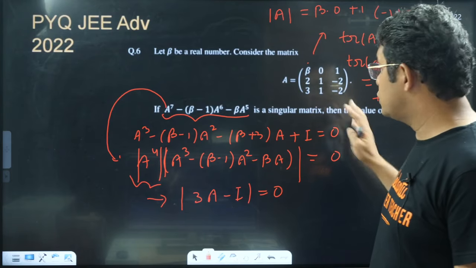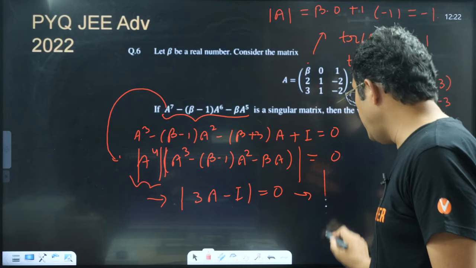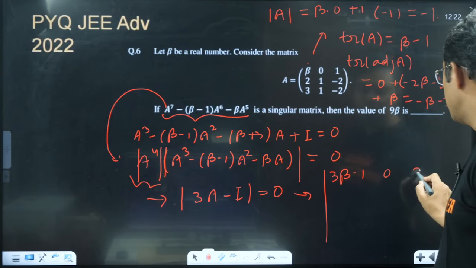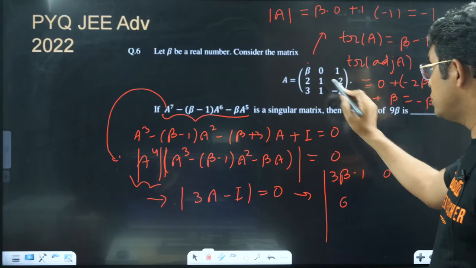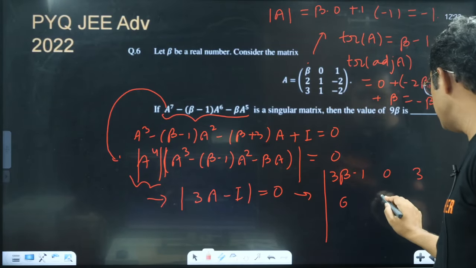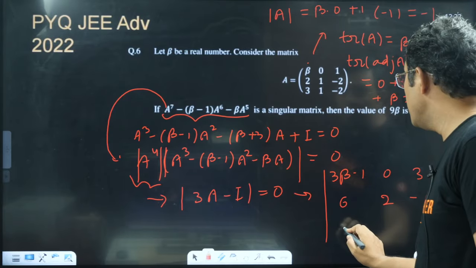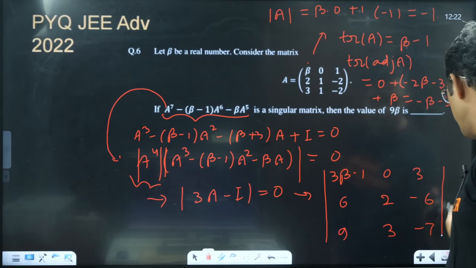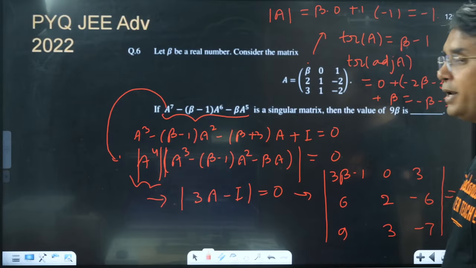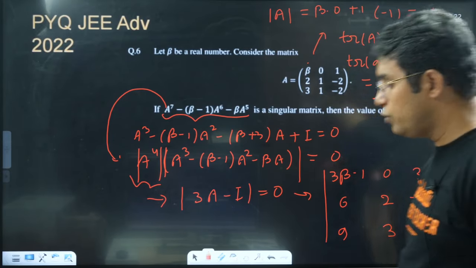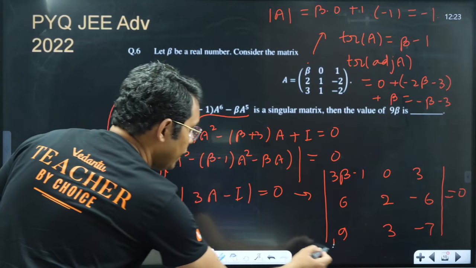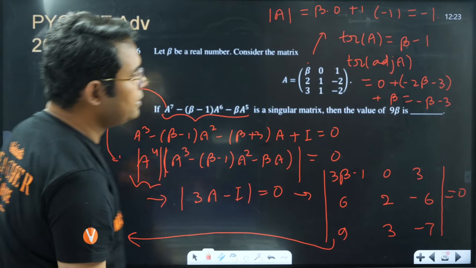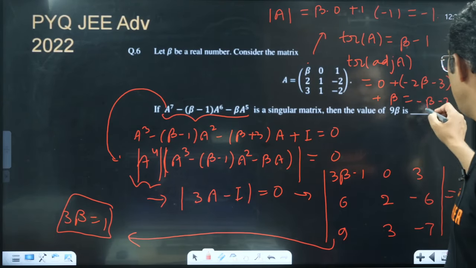Now after that I think this question becomes very simple, isn't it? Because 3A minus I means it will be 3 beta minus 1 here, and then 0 here, and 3 here, 6 here, 3 beta, so 3A means 3A minus I, so 2 here, minus 6 here, and 9 here, 3 here, and minus 6 minus 1, so minus 7 here is equal to 0. Now if you open it, you get 3 beta is equal to 1. If you simplify it, you will be getting the value of 3 beta to be equal to 1. So what they are asking is 9 beta, so answer would be 3.